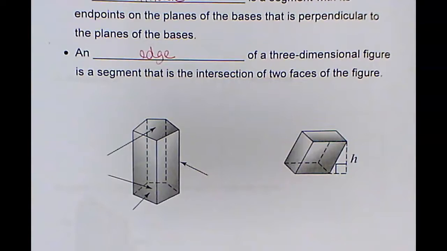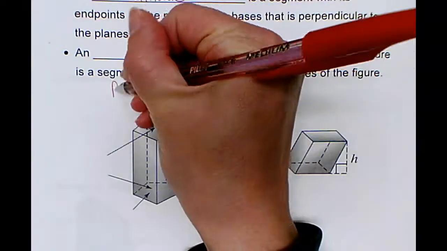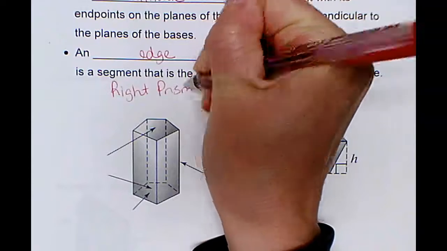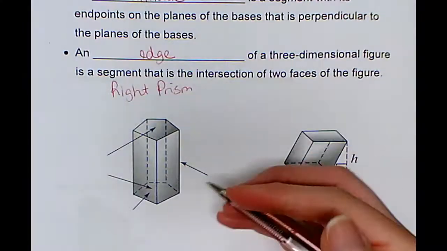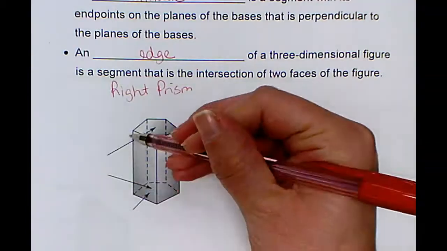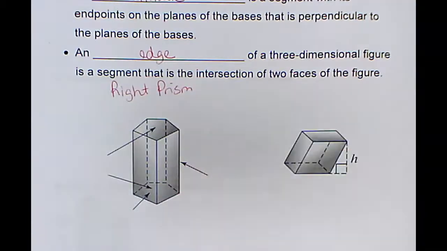So to discuss these pieces, this is what we call a right prism. We call it a right prism because the base and the edges that are created by these lateral faces are at a right angle to each other. So it's standing erect, standing upright. This is what we call a right prism.